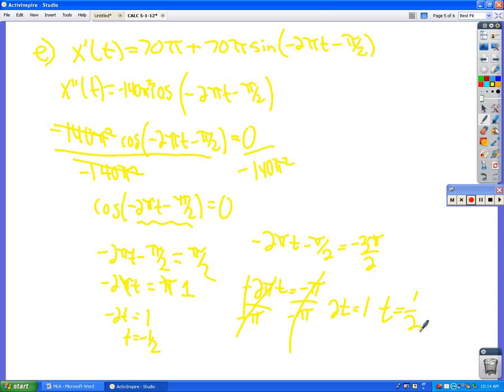Which we probably could have figured out just by looking at the pattern of the other answers we were getting, right? Because we got negative 1/2 and we got negative 1 and then we got 0. So it's every, like Julie said, it's a sinusoid, so it's going to have peaks every so often. Apparently that happens every half second.